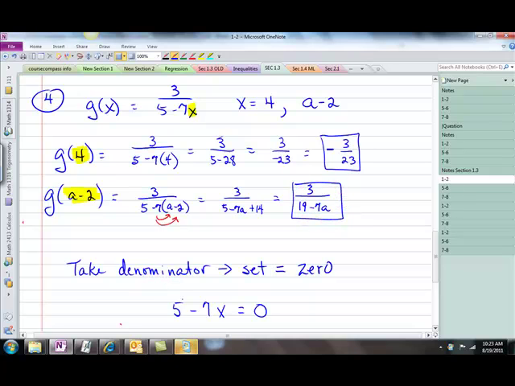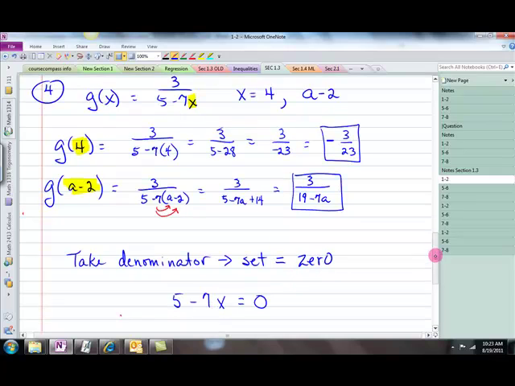Then it asks about the domain of this guy. There is a problem with this one. This one is in a straight line. We've got a denominator here. And the denominator of a fraction, we are never allowed to divide by 0. So to figure out what the exact restriction is, we're going to take the denominator and set it equal to 0. So that's what I've done. I've taken 5 minus 7x and set it equal to 0.